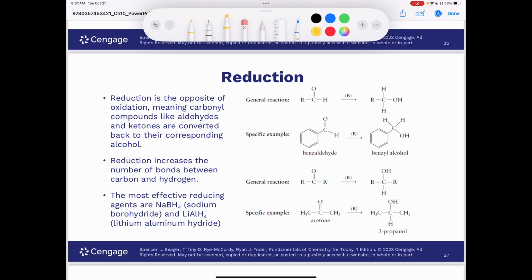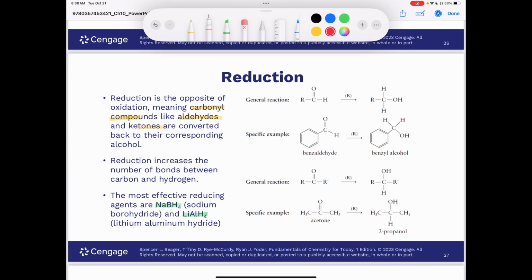Okay, next is reduction, and reduction is the opposite of oxidation, meaning what we're going to do is take a carbonyl compound, meaning when we talk about carbonyl compounds, we mean aldehydes or ketones, and they're going to be converted back into their corresponding alcohol. And so reduction increases the number of bonds between carbon and hydrogen. The most effective reducing agents are sodium borohydride, NaBH4, and also lithium aluminum hydride, and you see the formula for lithium aluminum hydride here.